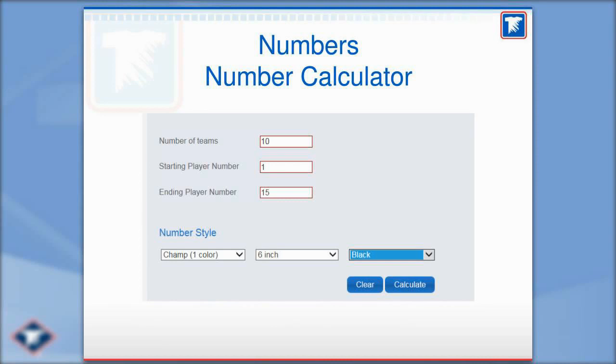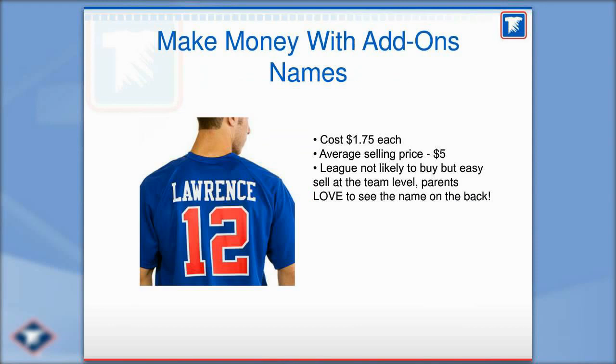In this example here, what I've done is I've said that I need 10 teams that are going from 1 to 15. And all 10 teams are going to be champs 6-inch black. And if I hit calculate here, it would actually show me the number of packs that I need. Or it would tell me to get a number kit, or it would tell me to get a couple express packs. So the number calculator will do all the hard work for you. You just got to type in what you need.